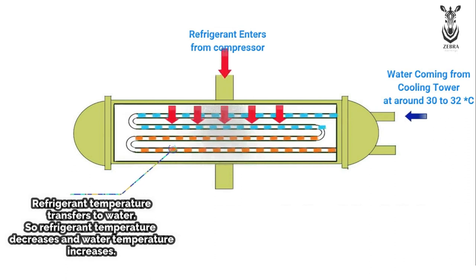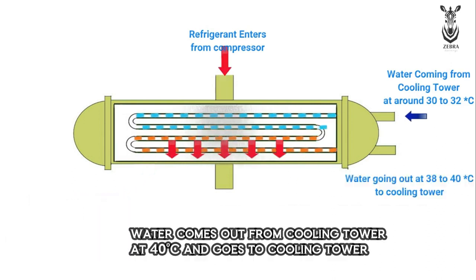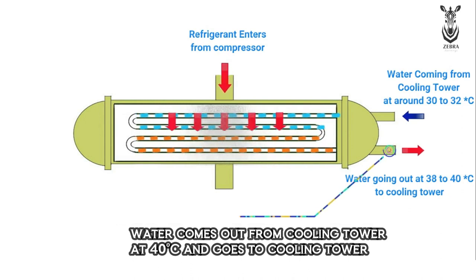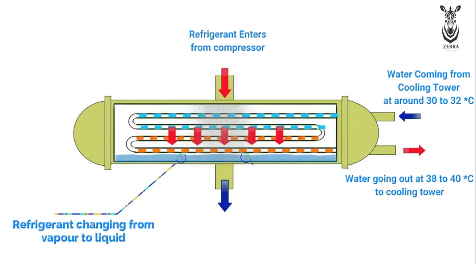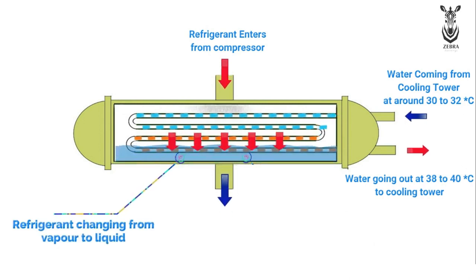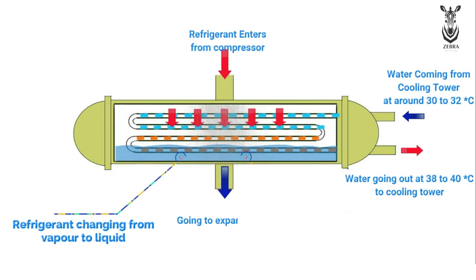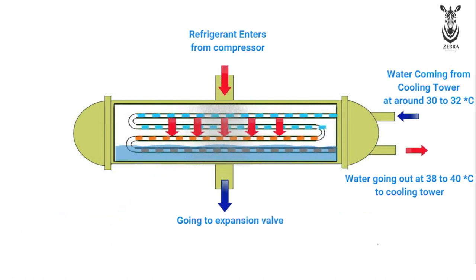This is because the refrigerant temperature is higher than the water temperature. So the water temperature will increase, and the water comes out of the condenser at 40 degrees Celsius. As the temperature of the refrigerant decreases, it changes from the vapor phase to the liquid phase. Next, the refrigerant travels to the expansion valve.